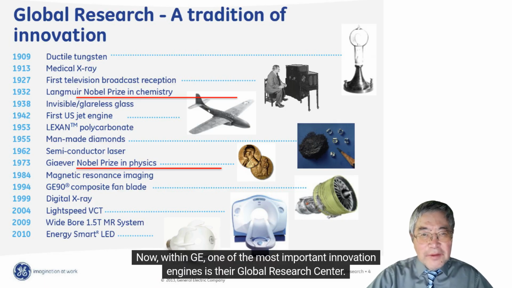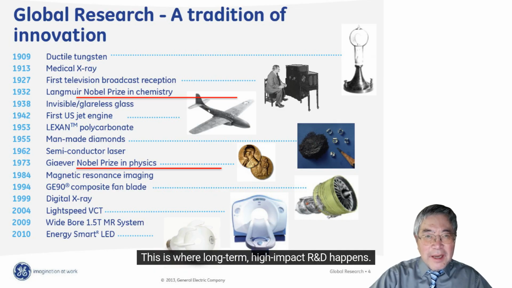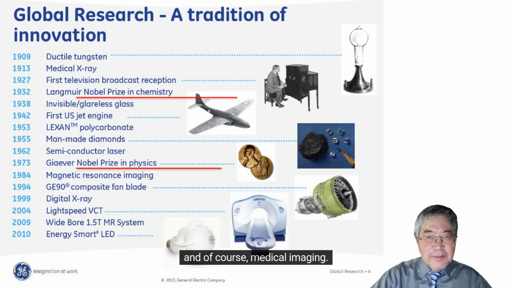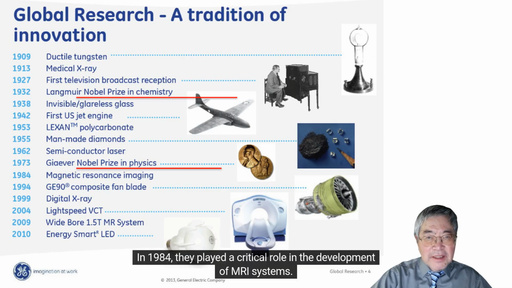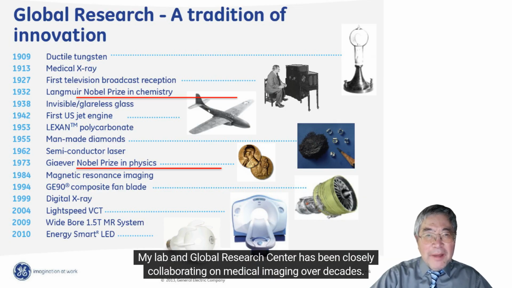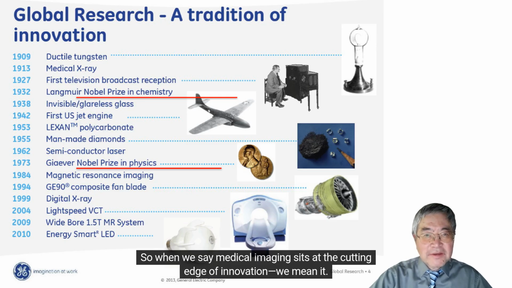Now within GE, one of the most important innovation engines is their Global Research Center. This is where long-term, high-impact R&D happens. Their record speaks for itself: 2 Nobel Prizes, major contributions to physics, chemistry, materials, energy, and of course, medical imaging. In 1984, they played a critical role in the development of MRI systems. And in 1999, digital X-ray systems came out of their labs. They've consistently been at the forefront of translating ideas into real-world technologies. My lab and the Global Research Center have been closely collaborating on medical imaging for decades. So when we say medical imaging sits at the cutting edge of innovation, we mean it.